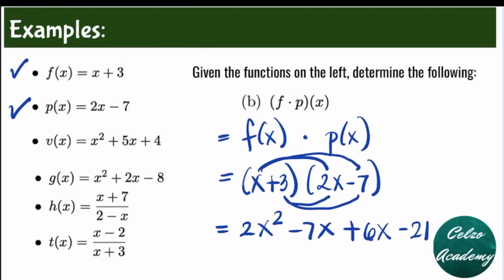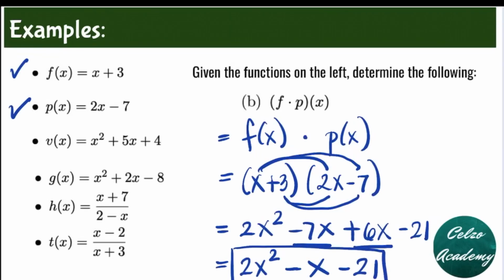We simplify this further by combining like terms. Negative 7x plus 6x is equal to negative 1x. So the final answer is 2x squared minus x minus 21.